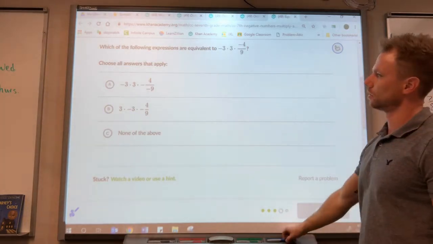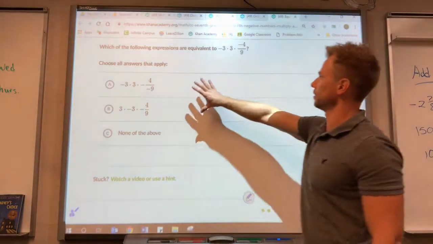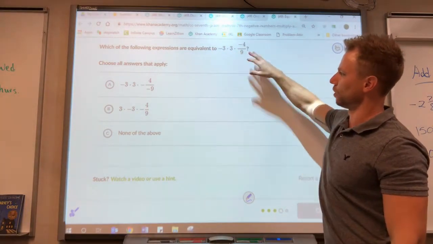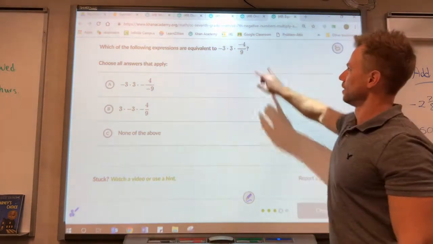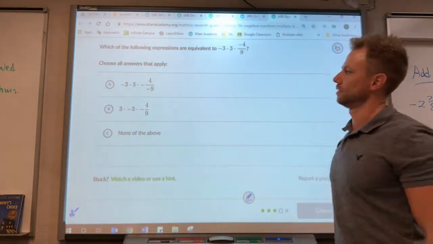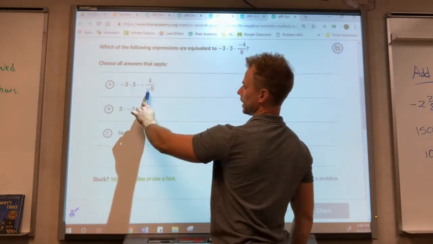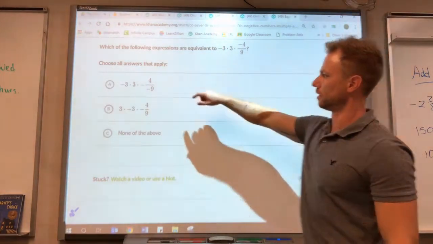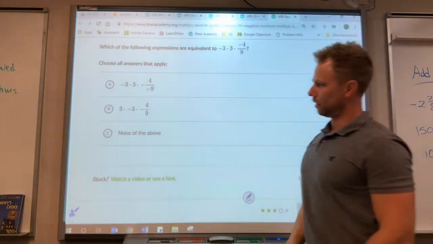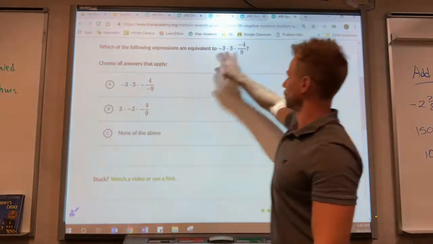Okay, so here, we're not actually doing any multiplication. We're just basically checking our signs. So we have a negative, a positive, and a negative, and we're multiplying. So anything that turns out to be positive or has two negatives will be equivalent to this. So we have two negatives. Oh no, we actually have three negatives. So A is not equivalent because it will turn out to be negative where this problem turned out to be positive. Down here on B, however, we have two negatives, which is the same as this.